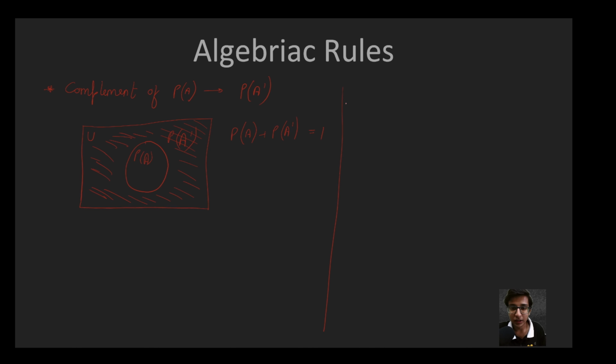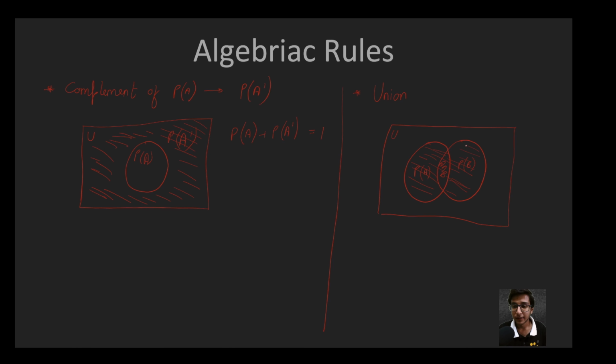Let us look at another one, which is union. Again, in sets and relations we had studied this. Let's say there are two sets, and this is our universal set. This one has probability P(A), this one has probability P(B), and this is our A intersection B. Then our union becomes this portion.